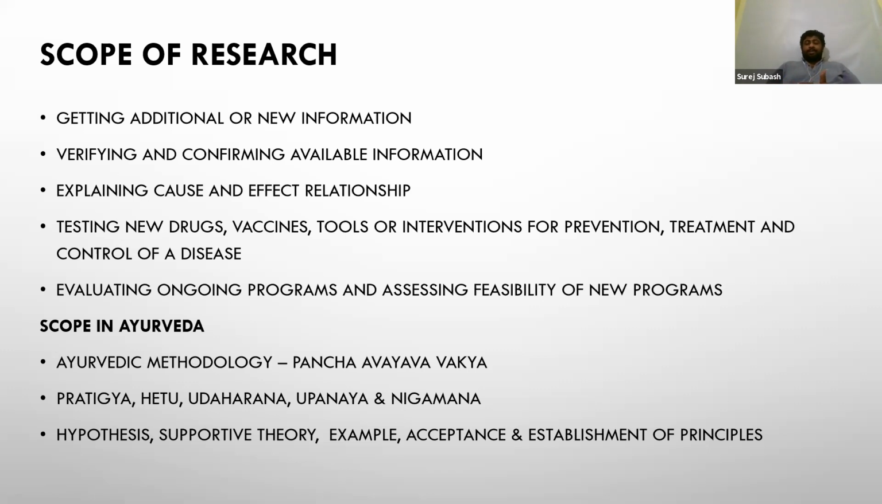An example of that is Pancha Avayava Vakya, which is Pratigna, Hetu, Udaharana, Upanaya, and Nigamana. Pratigna you can correlate with a hypothesis. A hypothesis is a statement that somebody puts forward in research, a statement that you put to test, which will be dealt with in the upcoming slides. For carrying out any research, there should be some steps or procedure by which a hypothesis is studied. This systematic procedure is called research methodology. And as far as Ayurveda is concerned, we always depended upon the Pancha Avayava Vakya: Pratigna, Hetu, Udaharana, Upanaya, and Nigamana.